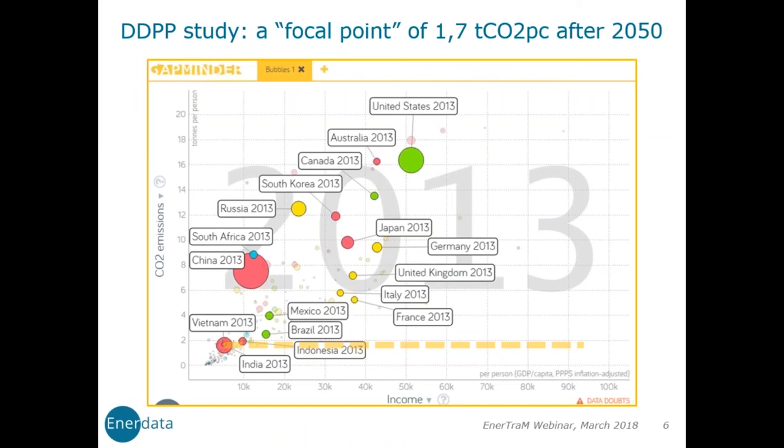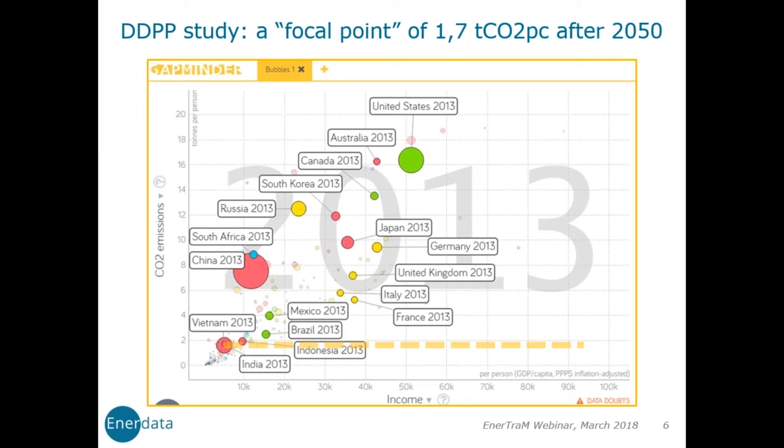Another way to have a look at this issue is taking a diagram that I developed in the framework of the DDPP, that is Deep Decarbonization Pathway Project, in 2013-2015, before the COP21 negotiations. This project aimed at identifying the deep decarbonization scenarios for 16 countries among the largest emitters in the world.